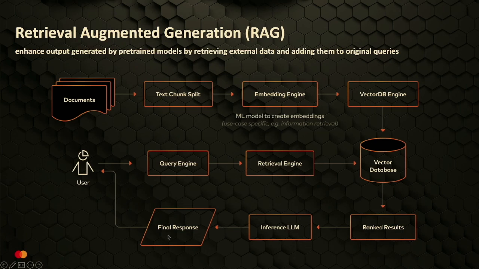So if the fixed data set that was used to pre-train this large language model doesn't know anything about the new data you put in, then originally it was not able to give the correct answer. But now with the retrieval, it can produce the correct answer.